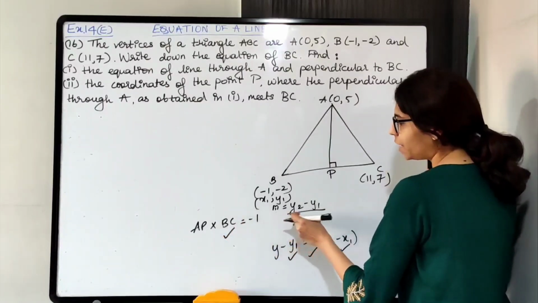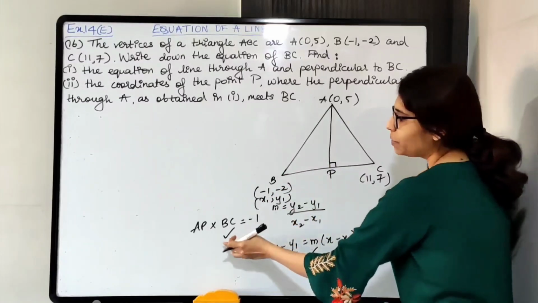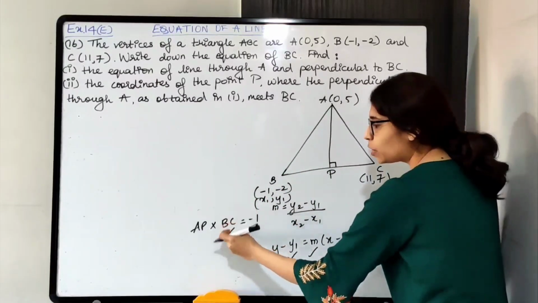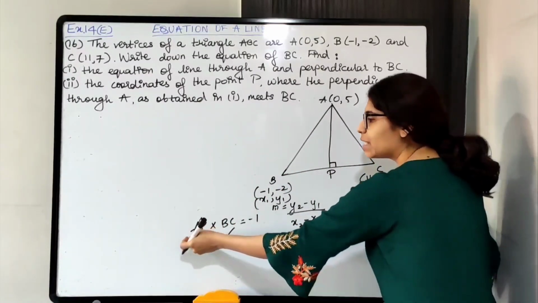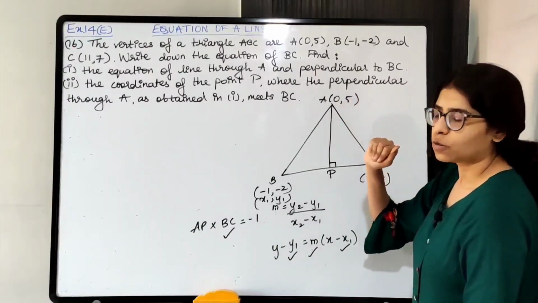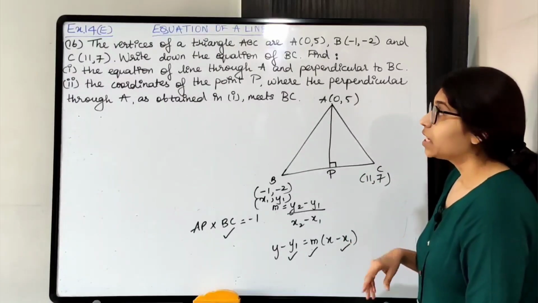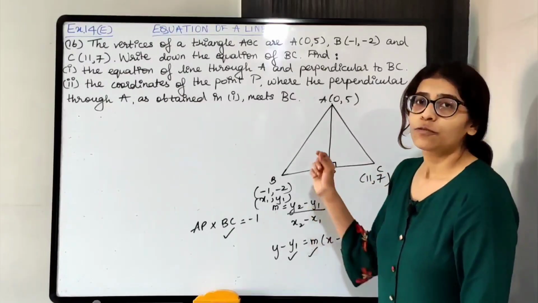The slope of BC I already get when I'm finding the equation of BC. Putting the value of the slope of BC, I'll get the slope of AP. Once I get the slope, I have one point's coordinates. Again, I'll use this formula to find the equation. Second part, we need to find the coordinates of point P.